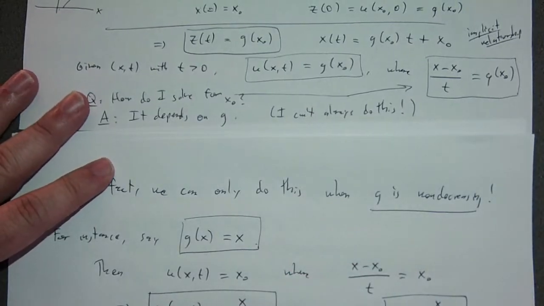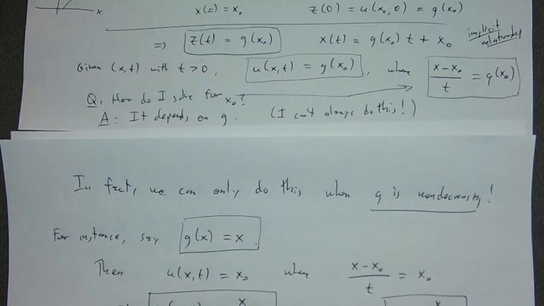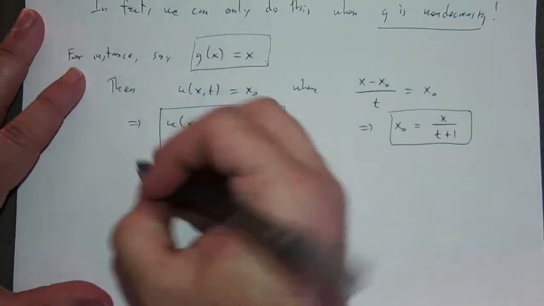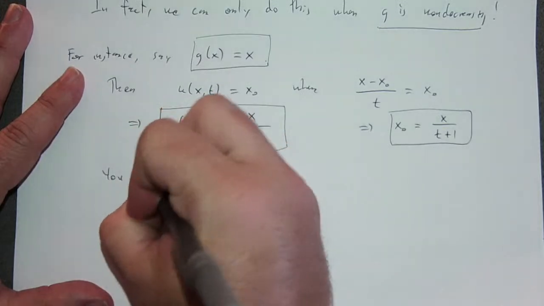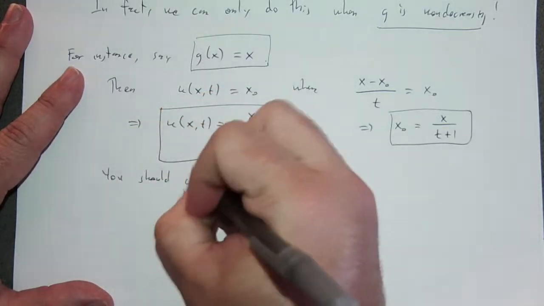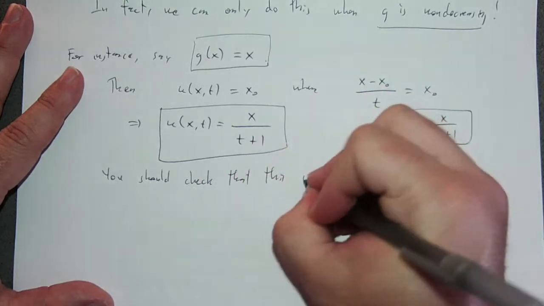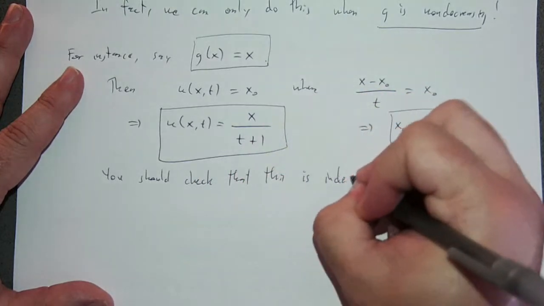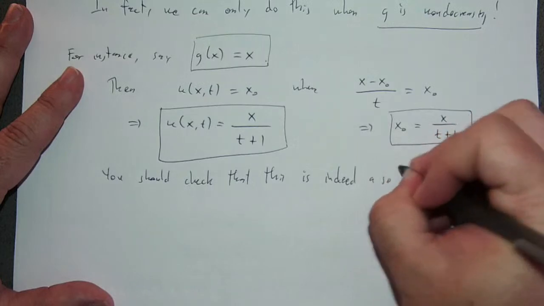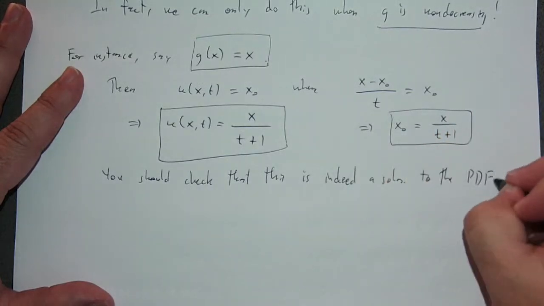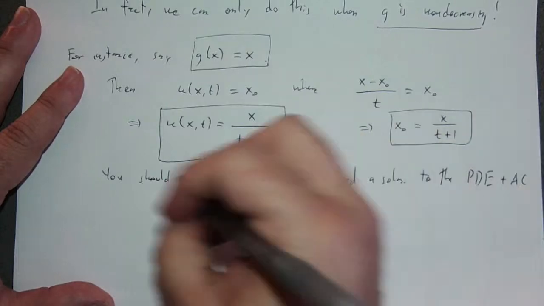And you can check that this actually is a solution to the PDE and the initial condition on the entire upper half plane. So we can check. In fact, you should check that this is indeed a solution to the PDE plus auxiliary condition on the entire upper half plane.